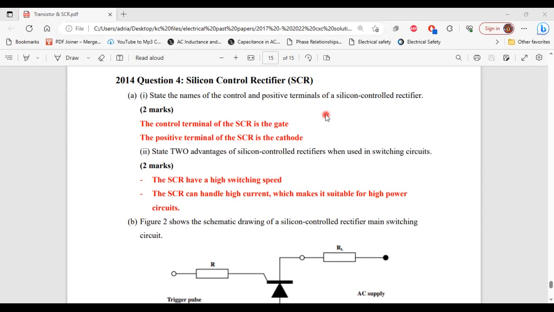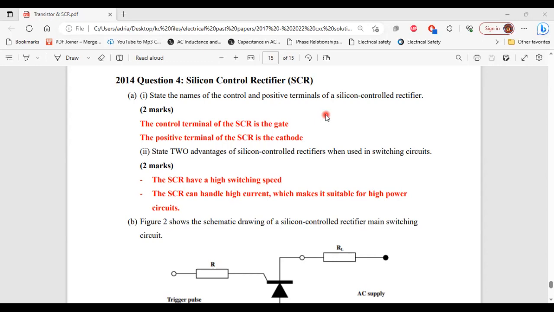For part two, it says, state two advantages of silicon controlled rectifiers when used in switching circuits. The two advantages are, one, the SCR has a high switching speed. Two, the SCR can handle high current, which makes it suitable for high powered circuits. So that's it for part two of A.